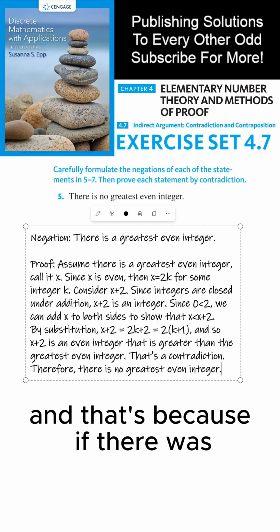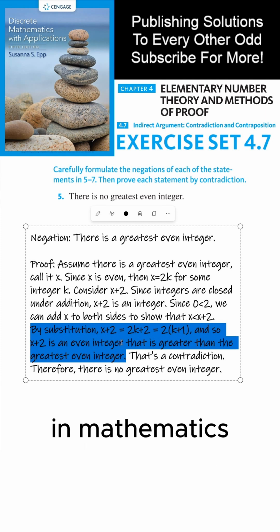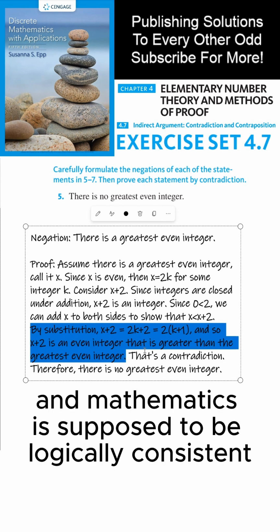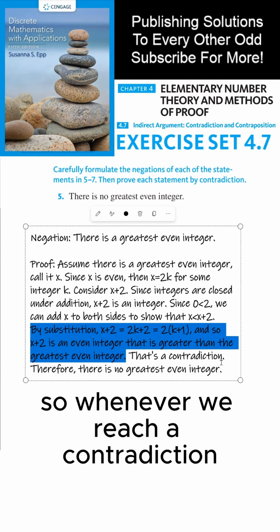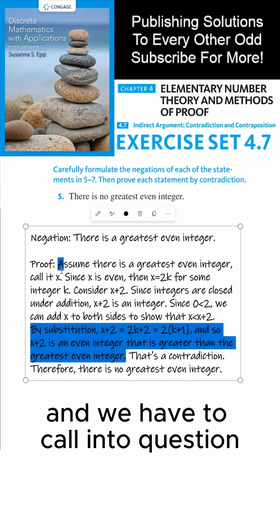And that's because if there was, then we would be able to arrive at a contradiction in mathematics. And mathematics is supposed to be logically consistent. So whenever we reach a contradiction, that's a big problem, and we have to call into question whatever assumptions we made.